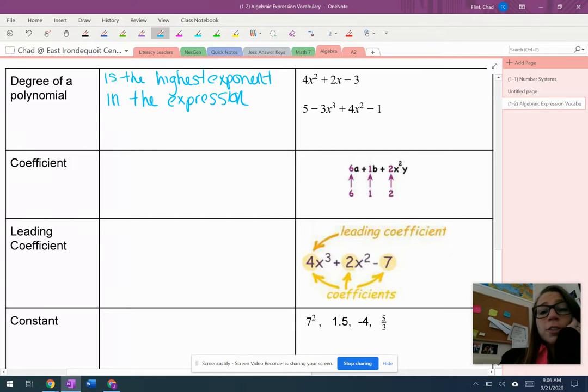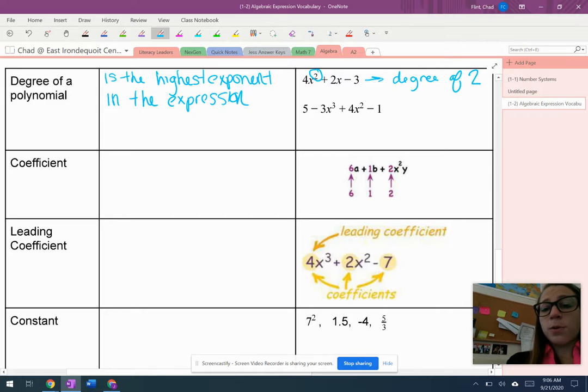So if you look at our first example here, 4x squared plus 2x minus 3, that has a degree of 2 because 2 is the highest exponent. In our second example, the highest exponent is 3, so this one has a degree of 3. I'm just going to abbreviate that d of 3.